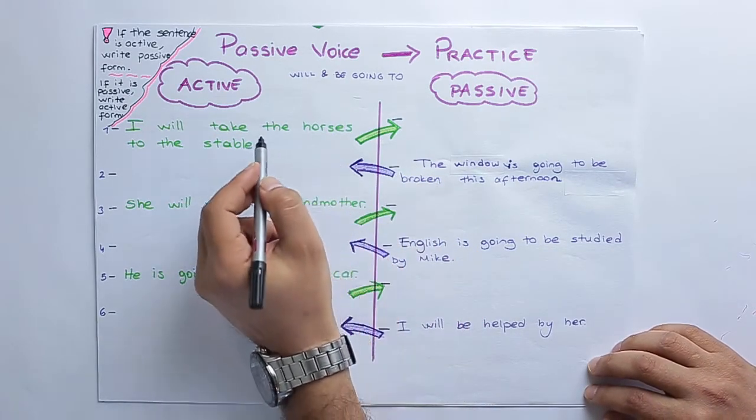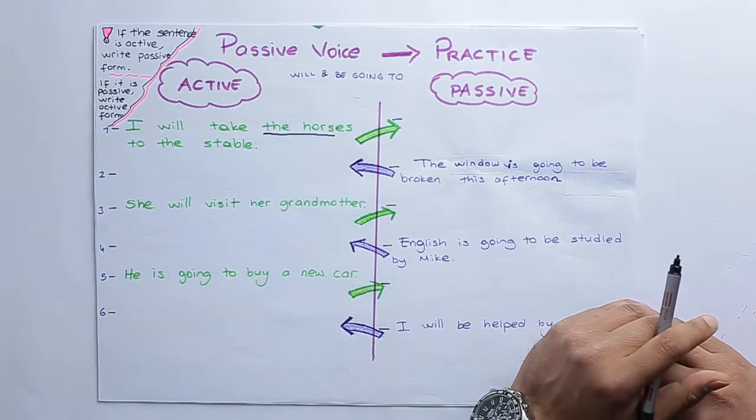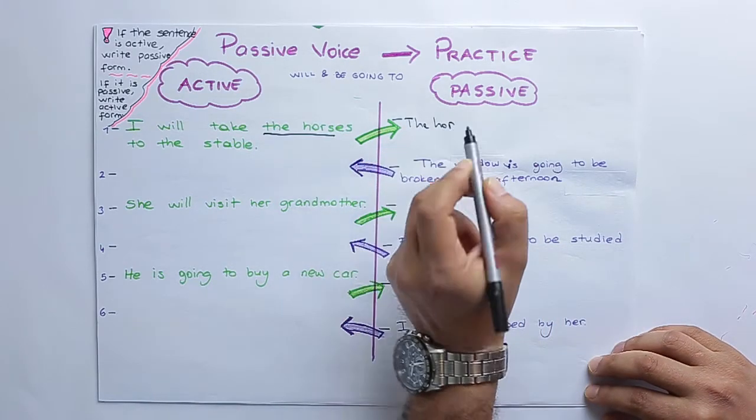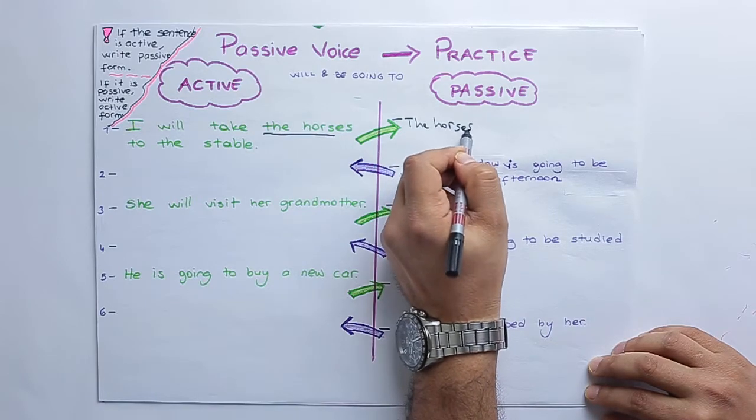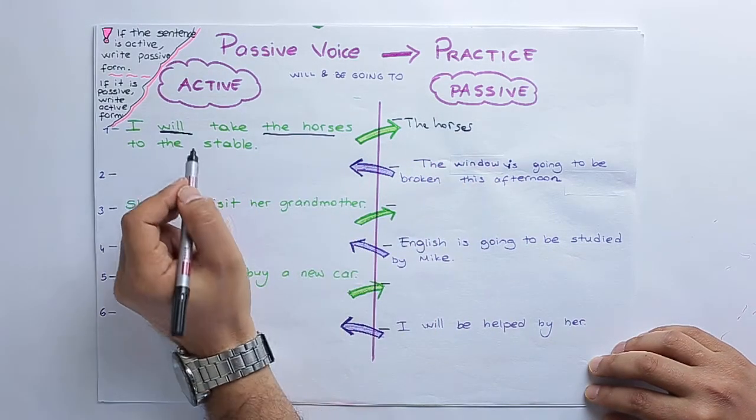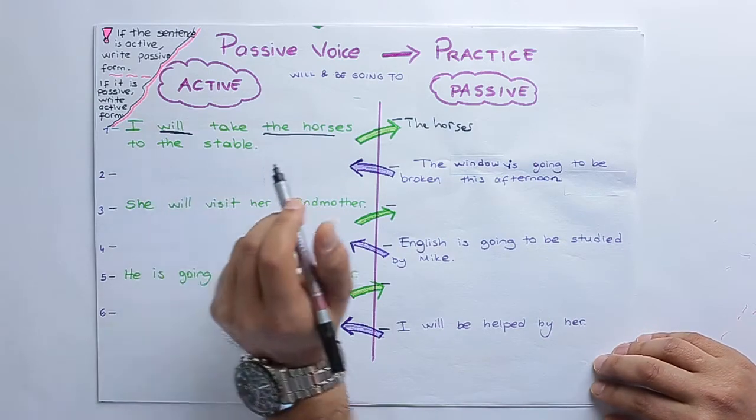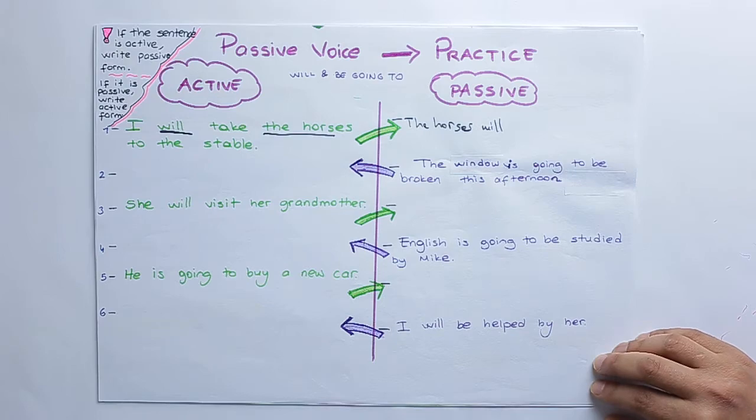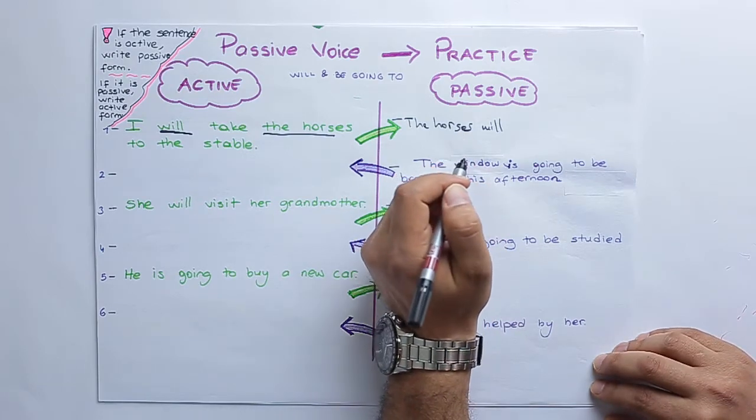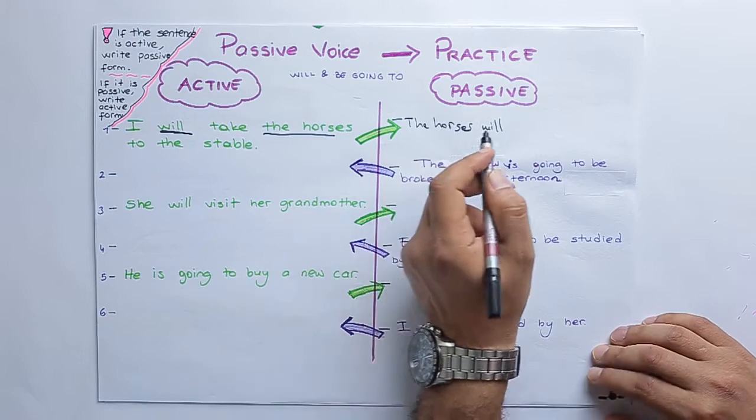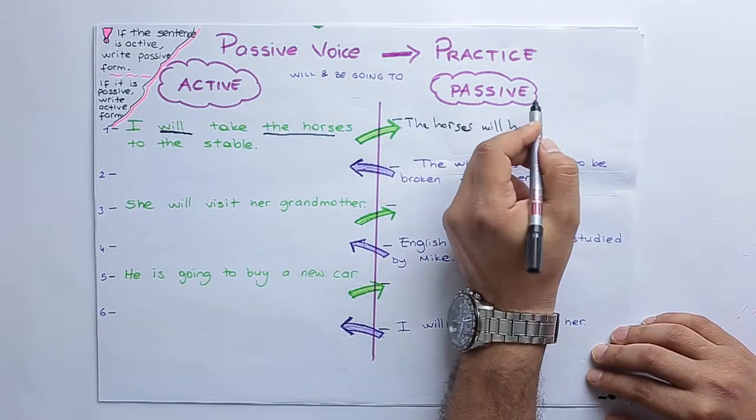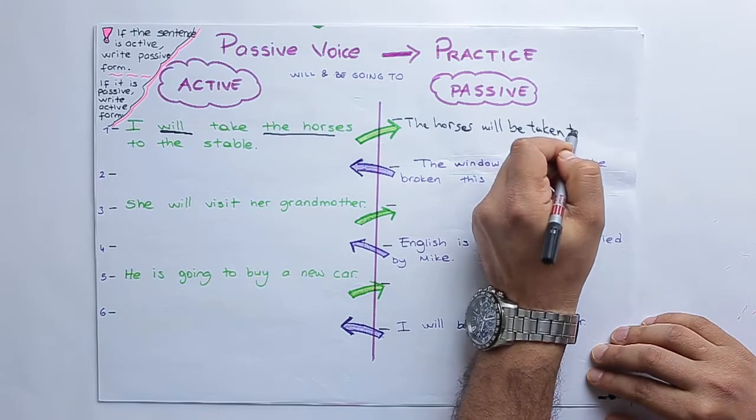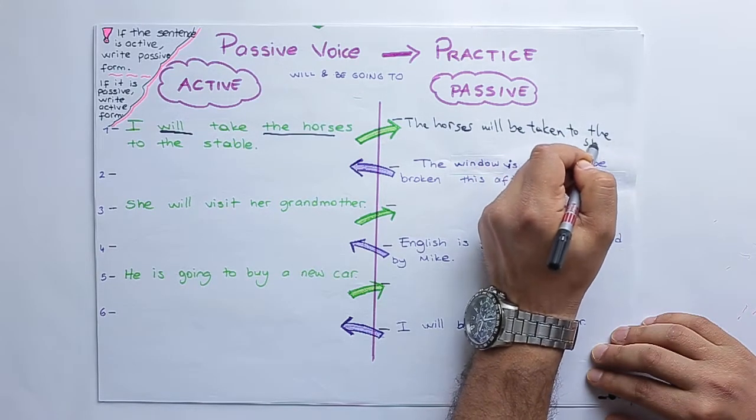Let's start. What is our object? Here is the object. Let's make it the subject for the passive sentence. The horses. Our tense, as you see here, is will. Do you remember what the formula was? Will be verb 3, will be past participle. In that case, the horses will be taken to the stable.